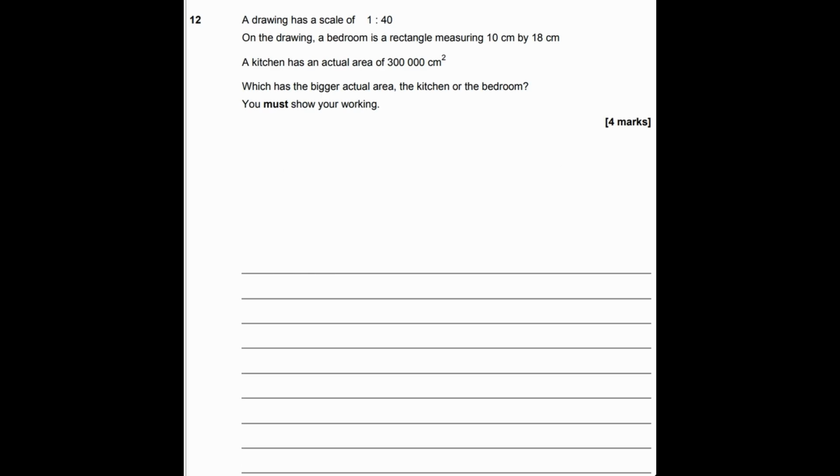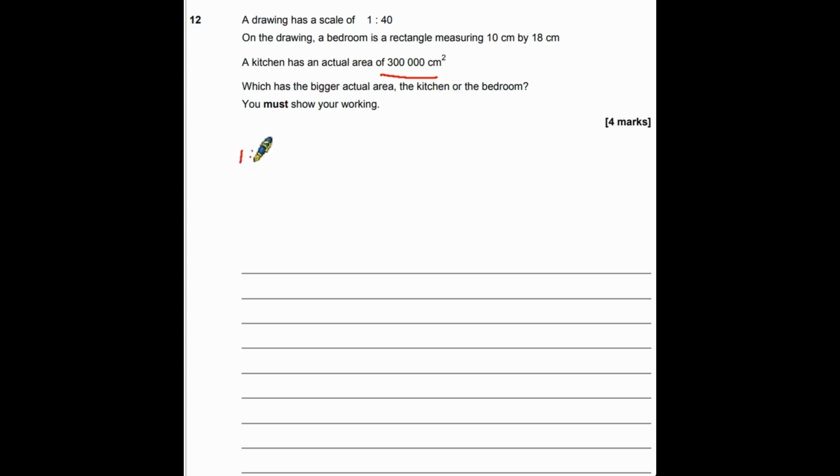Question 12. A drawing has a scale of 1 to 40. On the drawing, a bedroom is a rectangle measuring 10 centimetres by 18 centimetres. A kitchen has an actual area of 300,000 square centimetres. And we're asked which has the biggest actual area, the kitchen or the bedroom. So let's have a look at this bedroom.